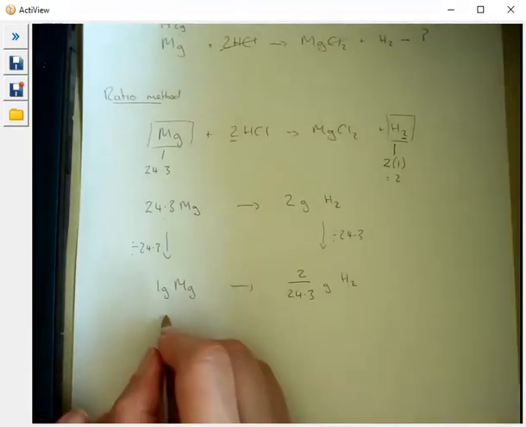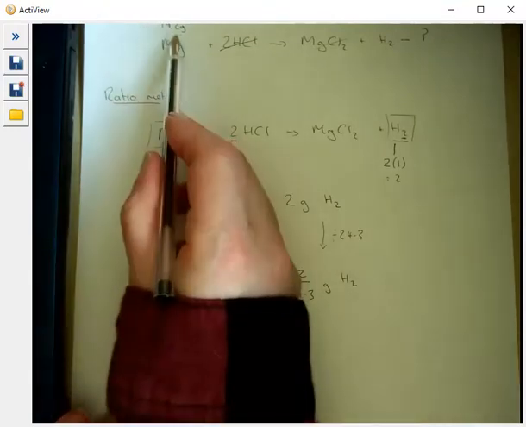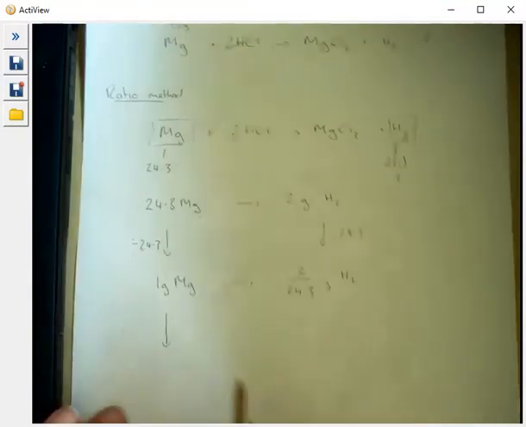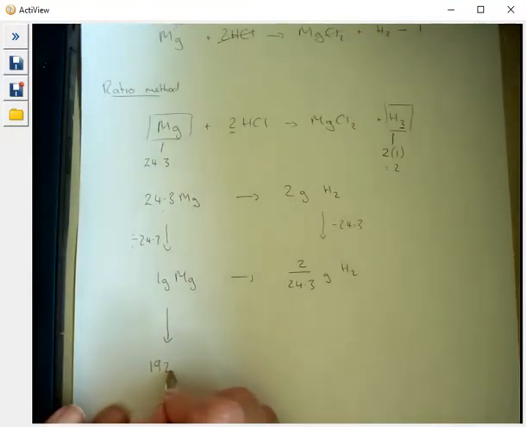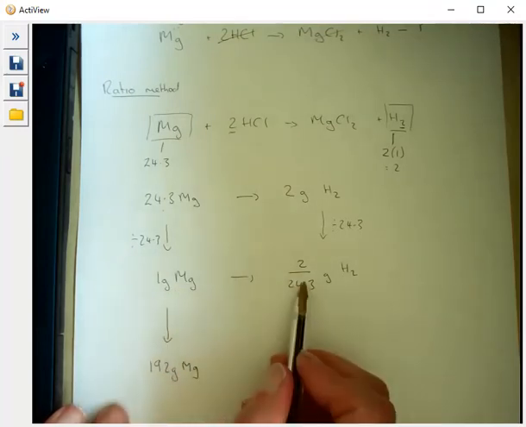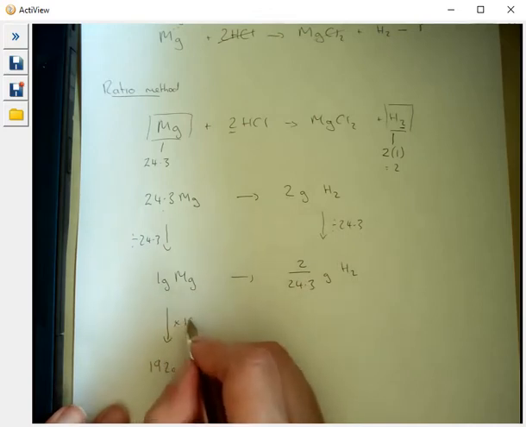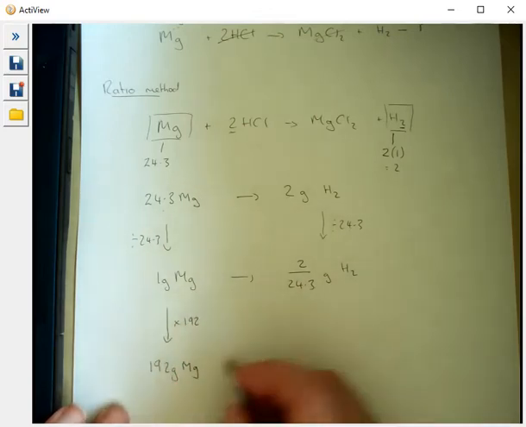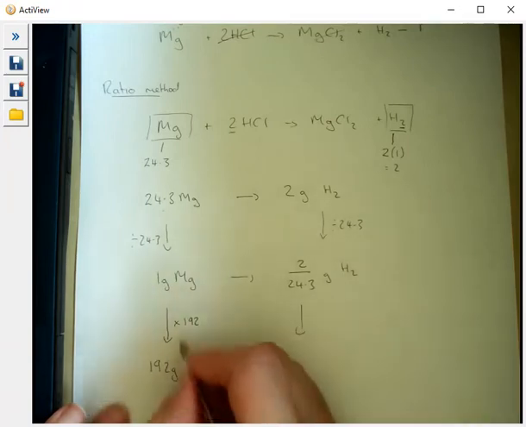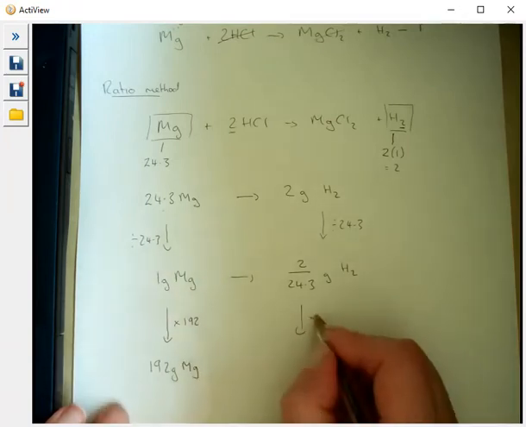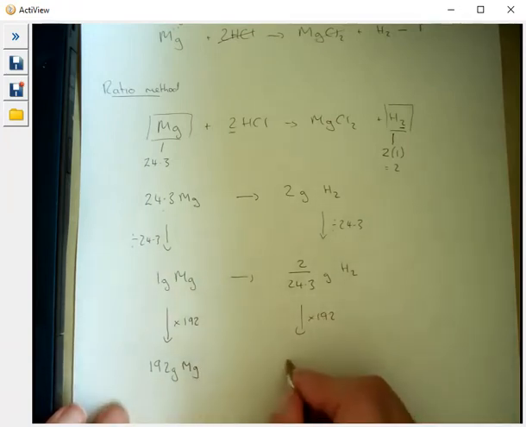Then, if I look in the question, I want to know what 192 grams would give. So if 1 gram gives that much, then 192 grams is going to give 192 times that amount. So I times that side by 192, and I need to times this side by 192. So that will give me 2 times 192 over 24.3.